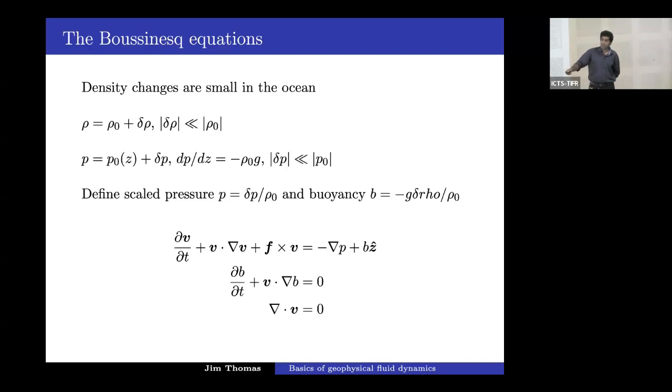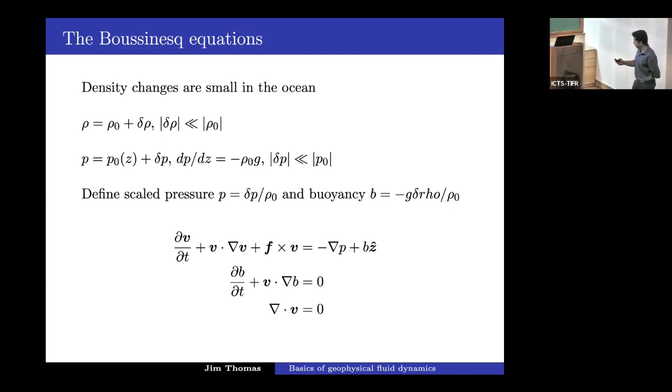So we have an evolution equation for buoyancy, and in the absence of any source or sink, this buoyancy is just advected by fluid parcels by the fluid velocity. So that's the equation for buoyancy. And again, we have the incompressibility equation, which tells us that the divergence of velocity is 0. So these are the Boussinesq equations.